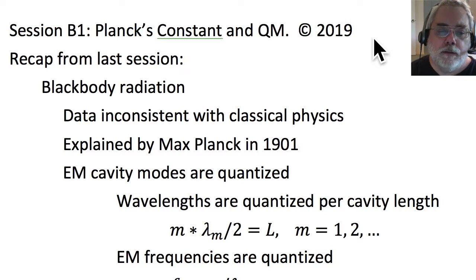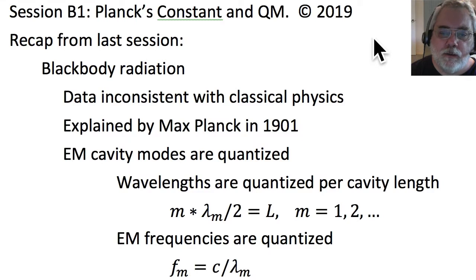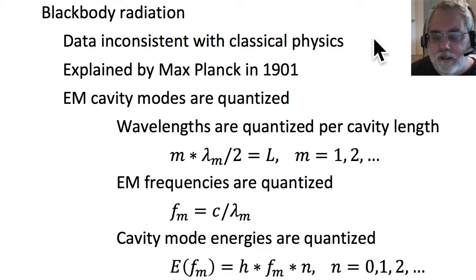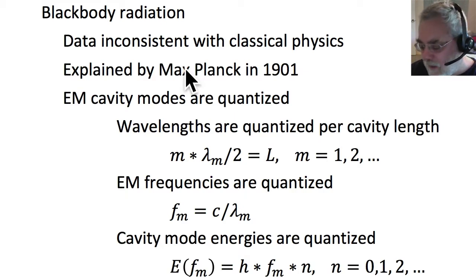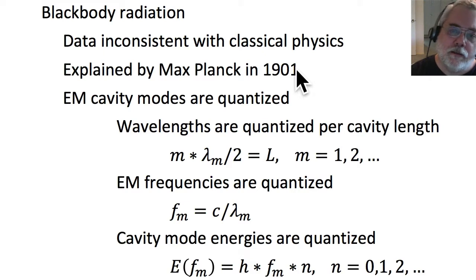So I'm going to do some recap from last session. We did black body radiation. We finished it. The data was inconsistent with classical mechanics. It needed an explanation of the intensity of light from the black body. Max Planck was able to explain that. He was able to produce an equation that matched experiment very accurately, and he was able to give a physical explanation of what went wrong in classical physics for the black body radiation.